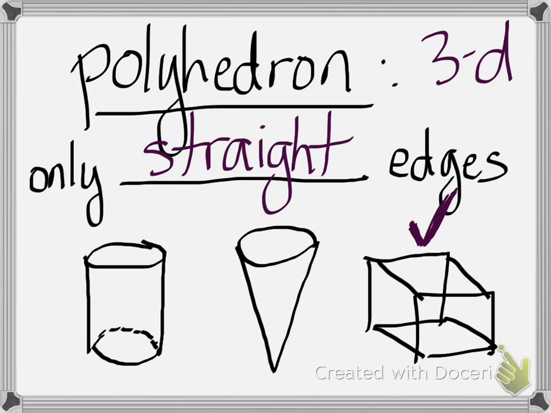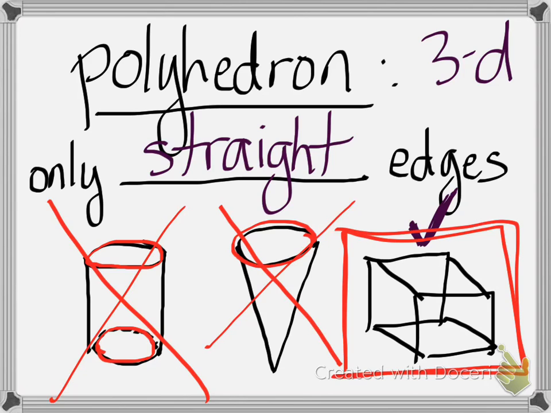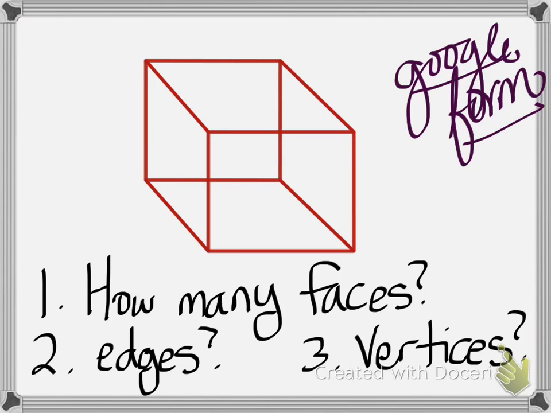This is good. The cone has this circular part, so it is not a polyhedron. A cylinder, like a soup can, has these circular tops and bottoms. It is not a polyhedron. So of the 3 shapes that I drew, only this prism is a polyhedron. Okay, back to the Google form. There's your rectangular prism. How many faces does it have? How many edges does it have? And how many vertices? I'll see you all tomorrow. Goodbye.